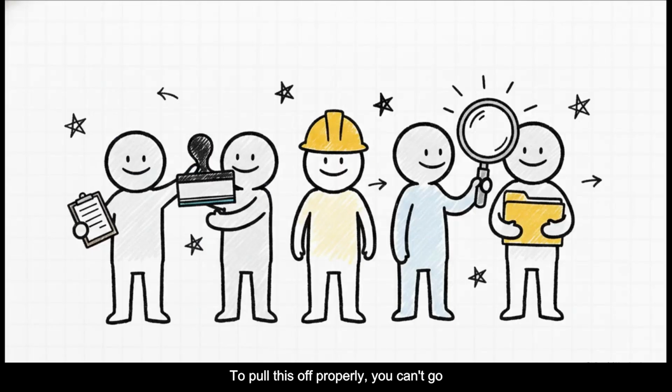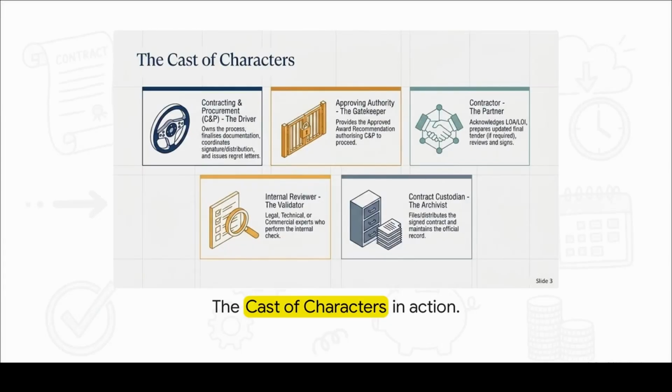To pull this off properly, you can't go it alone. You need the right team in place. Our core contracting cast features 5 really distinct roles: contracting and procurement, the approving authority, the contractor, the internal reviewer, and the contract custodian. Let's actually break down what they do. Think of contracting and procurement, or C&P, as the driver. They own the process, finalize the documents, and steer the whole vehicle.